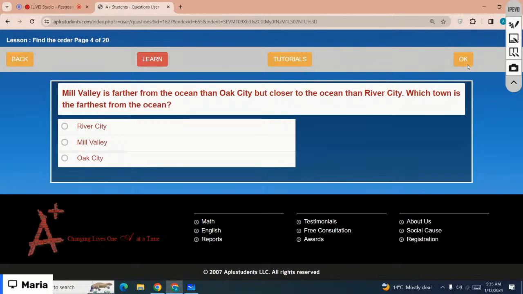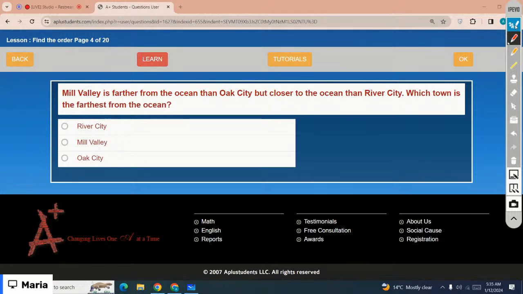The next one is Mill Valley is farther from the ocean than Oak City, but closer to the ocean than River City. Which town is the farthest from the ocean? Which is the correct option? That was for the smallest. Which is the correct option? Okay, let's make the order. Which town is farthest from the ocean? Mill Valley is farther from ocean.